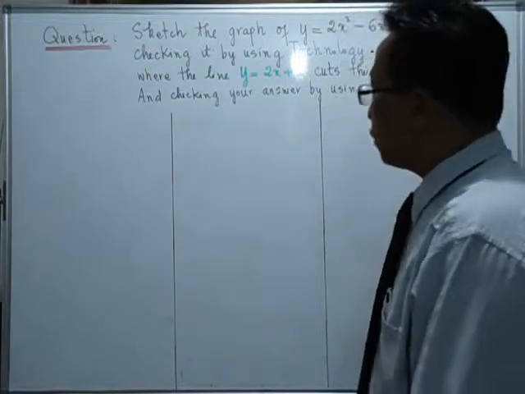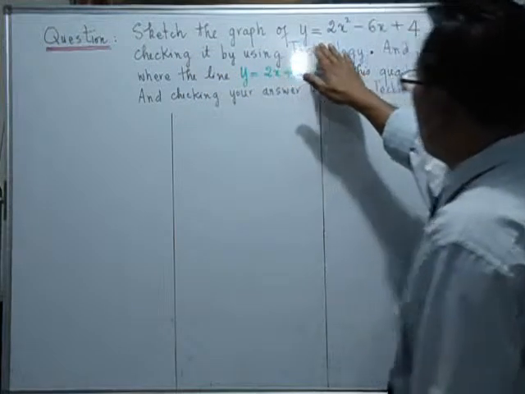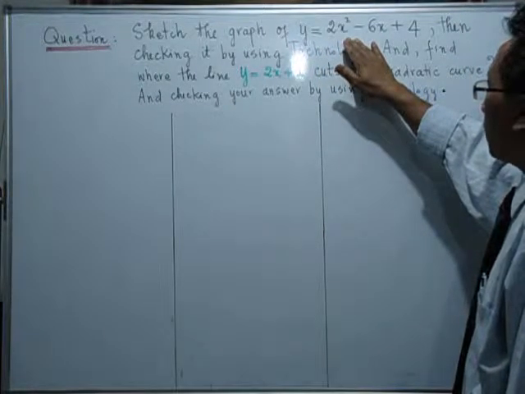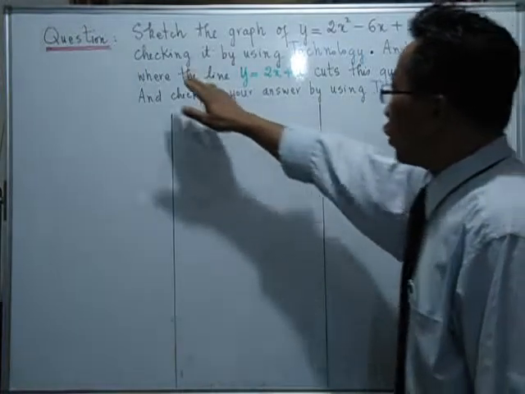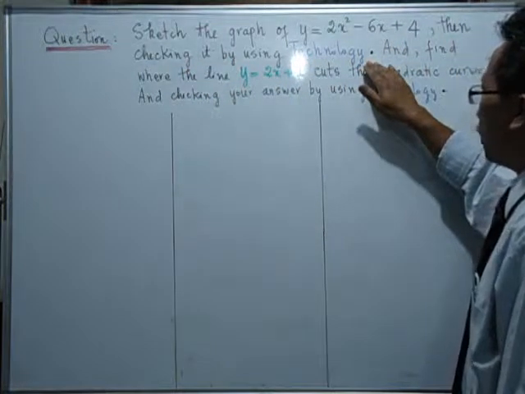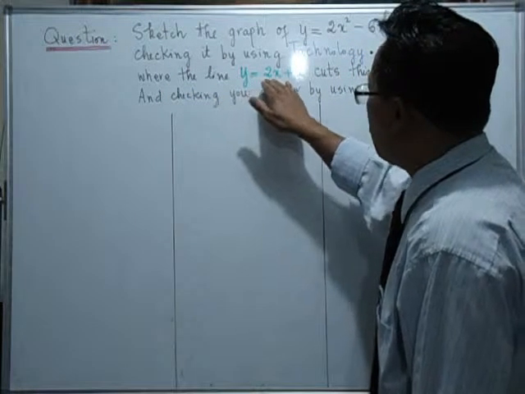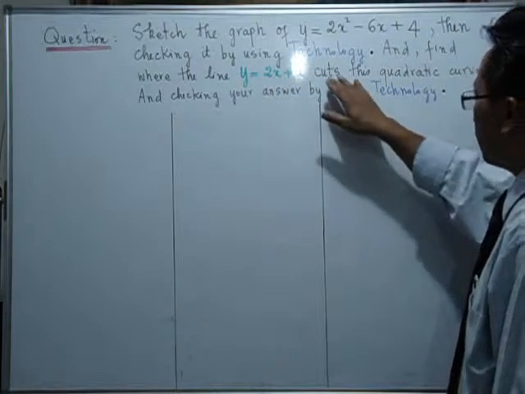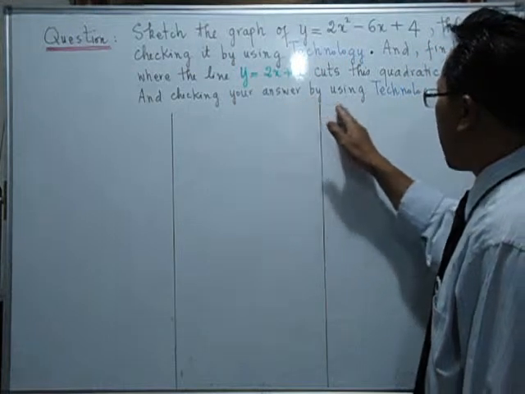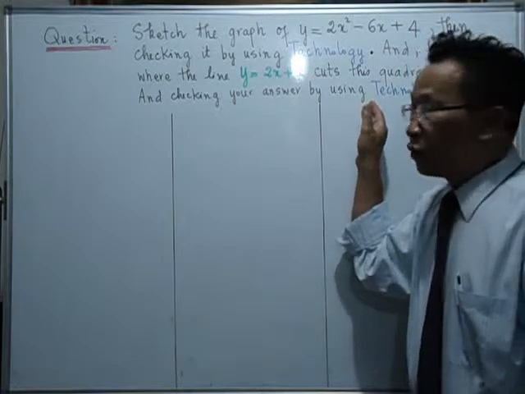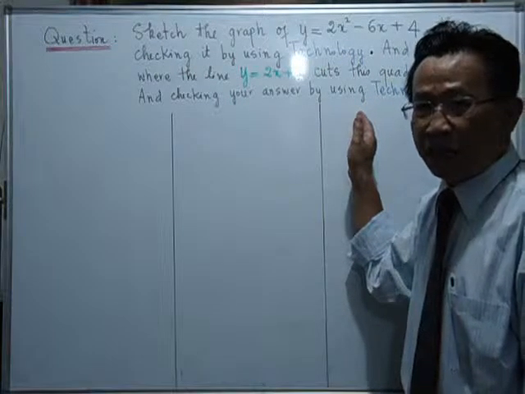Everyone, today we learn to sketch the graph of y equals x squared minus 6x plus 4, then check it by using technology, and find where the line y equals x plus 1 cuts this quadratic curve, checking your answer by using technology. So I leave 2 minutes for you to write this question down before I explain.